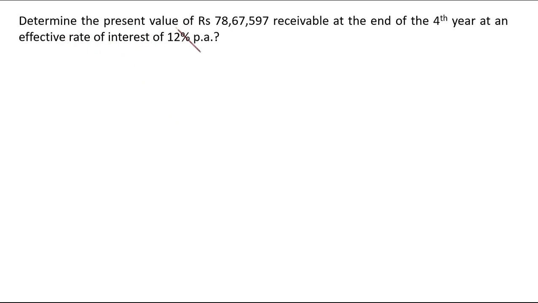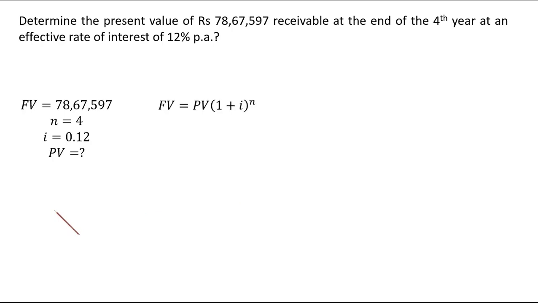Determine the present value of rupees 78,67,597 receivable, means this is the future value, at the end of 4th year at an effective rate of interest of 12% per annum. So we have been told that future value is 78,67,597. Number of years is 4. The rate of interest is 12%. And we need to find what is the present value.